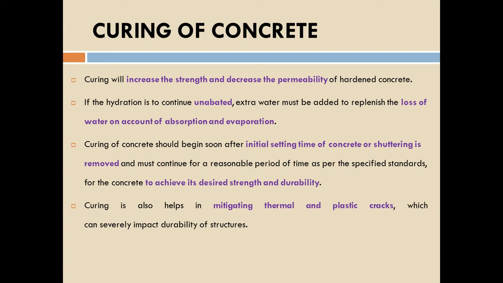If the hydration is to continue unabated, that means if you want to continue the hydration without stopping its intensity, or without stopping the supply of water, then we have to add the extra amount of water which is lost on account of absorption and evaporation. If the hydration process has to continue, we have to add extra water so that whatever water is lost on account of evaporation and absorption will be balanced.